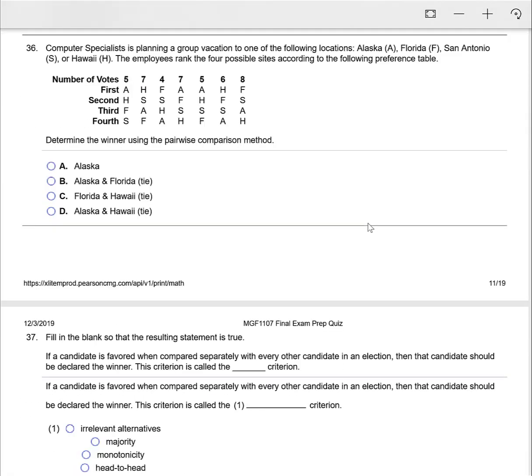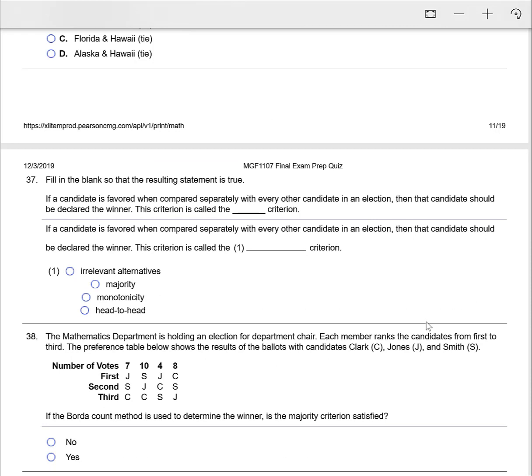Okay, number 37. If a candidate is favored when compared separately with every other candidate in an election, then that candidate should be declared the winner. Which criterion is this called? This is called the head-to-head criterion.